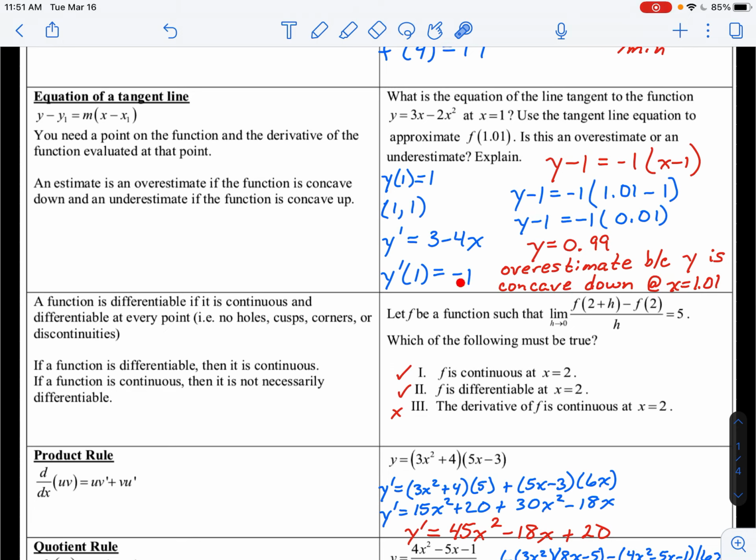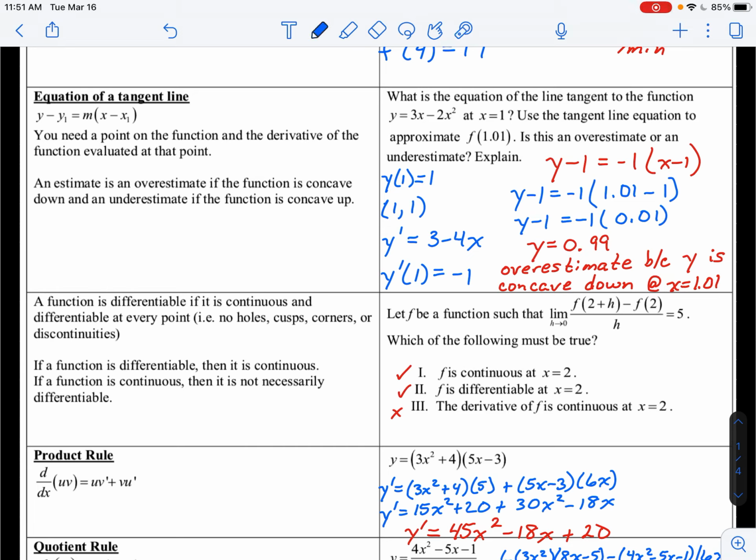So now I have a point and a slope. We can plug that into our point-slope formula. So it's going to be y minus 1 equals our m value, which is negative 1, times x minus 1. And it wants us to approximate f of 1.01. So I'm going to plug in that 1.01 for the x value. And when I do a little arithmetic, I end up with y is equal to 0.99. Now, this is an overestimate because y is concave down at x equals 1.01.